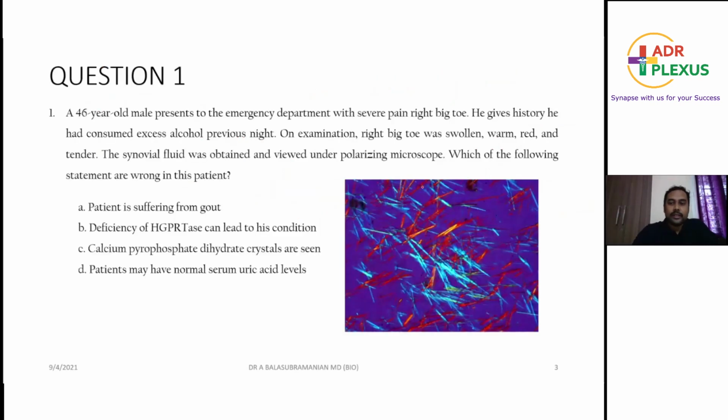A 46-year-old male, I'll underline the pointers. Last time itself I told you what the pointers, distractors and stem of the MCQ are. The pointer is: a 46-year-old male presents to the emergency department with severe pain in the right big toe. Most of you will get the answer by this time. He gives a history of consuming excess alcohol the previous night. On examination, the right big toe was swollen, warm, red and tender. The synovial fluid was obtained and viewed under a polarizing microscope. Which of the following statements is wrong in this patient? So they're asking us to find the wrong statement.